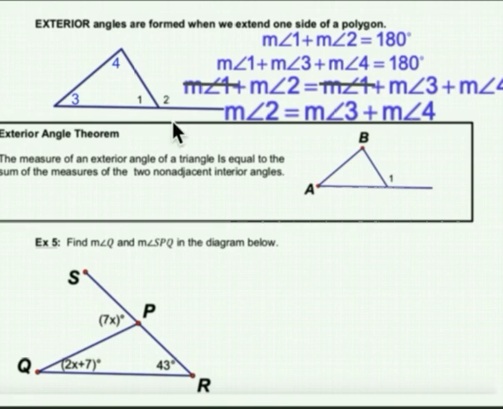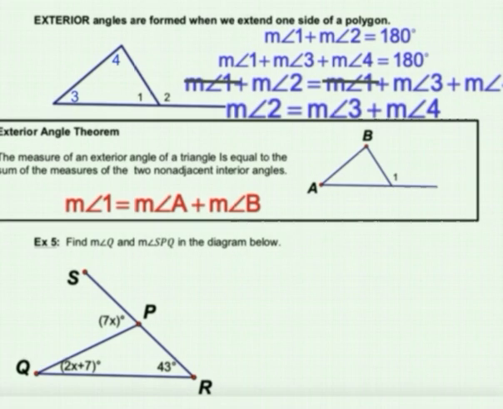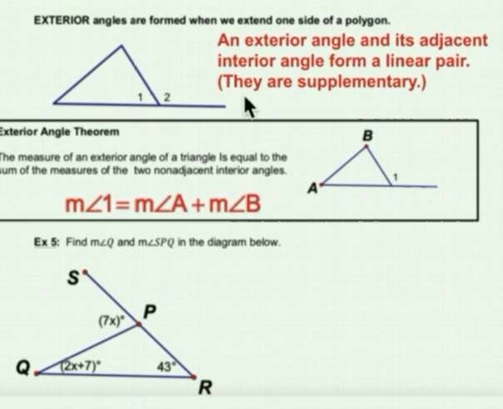It tells us that the measure of an exterior angle is equal to the sum of the two interior angles that are not next to it. So in this case, exterior angle 1 will equal the sum of these two interior angles, A and B. And that is the exterior angle theorem, that the measure of the exterior angle equals the sum of the two interior angles not next to it. And we'll use that in example 5 to solve for the measure of angle Q and the measure of exterior angle SPQ. Again, this is written in red, so that should be written in your notes along with this.